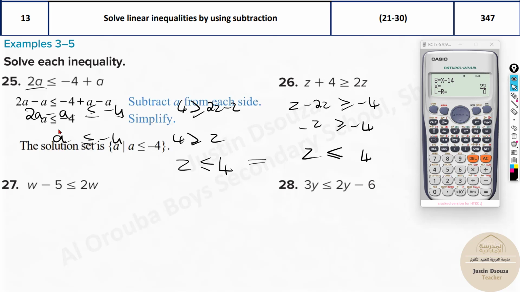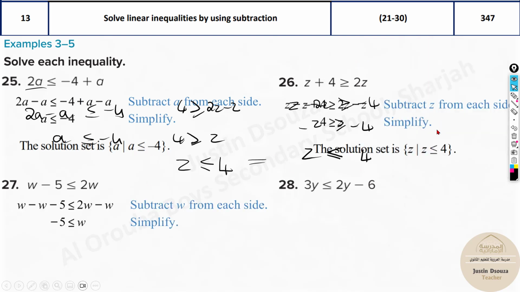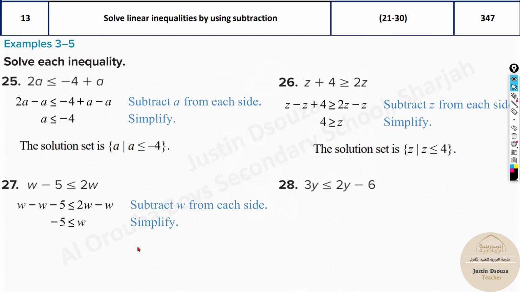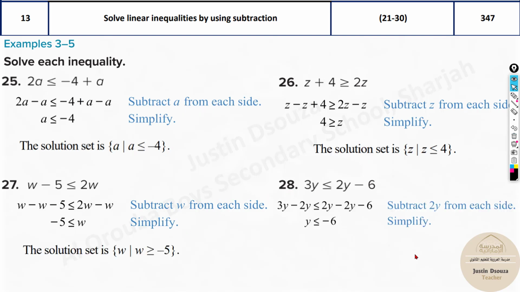You can see the answers. The first one is a is less than or equal to minus 4. Here it's z that is less than or equal to 4. And similarly, please do the other problems by yourselves. They are very simple and straightforward. This is it. You can see each steps are there, but always the best thing would be keep the bigger number at the same side, move the smaller number to the other side.